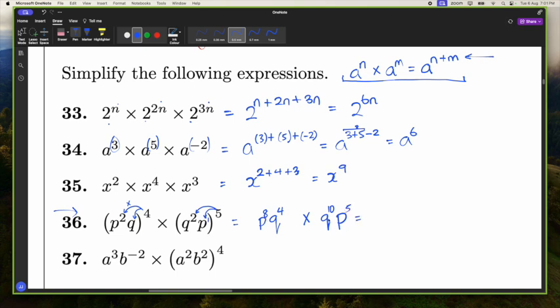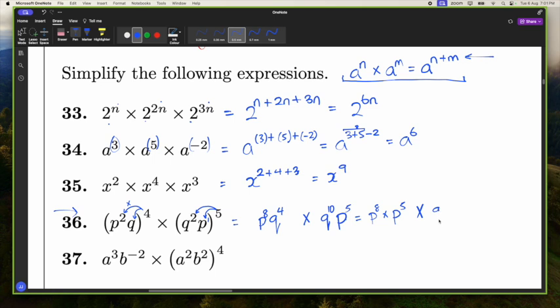Now, because all of this is multiplication, and multiplication is commutative, I could group the p's together. This is p to the 8 multiplied by p to the 5. Then you have this big multiply in the middle here.